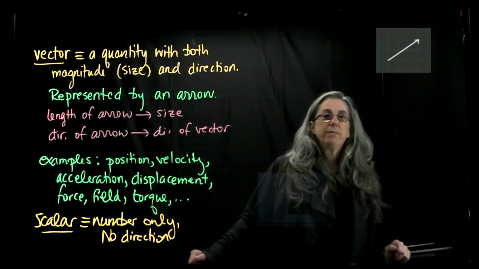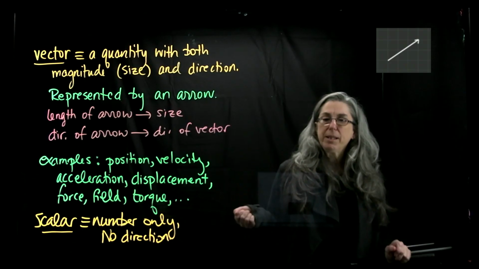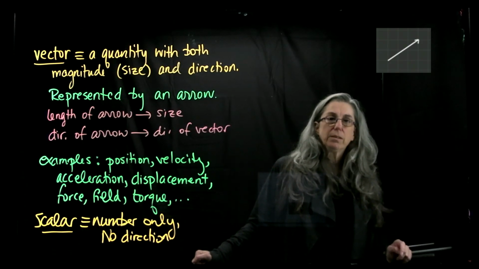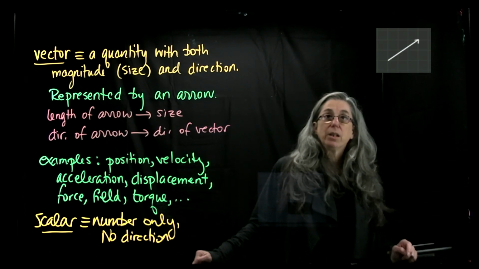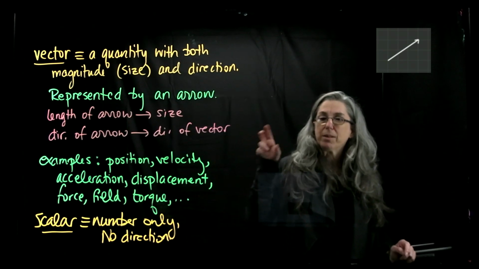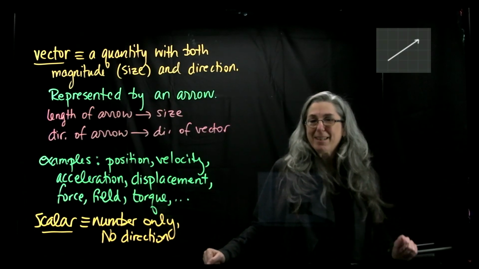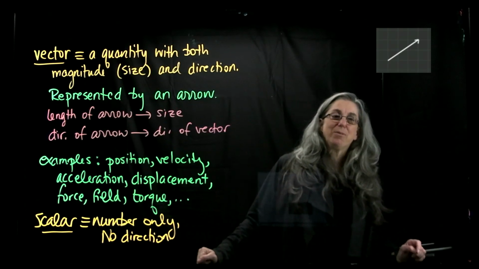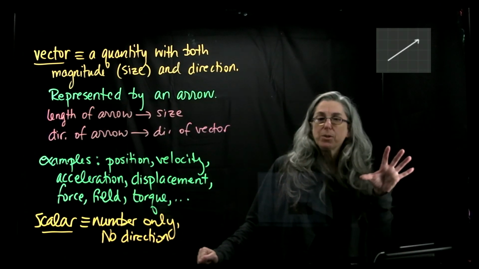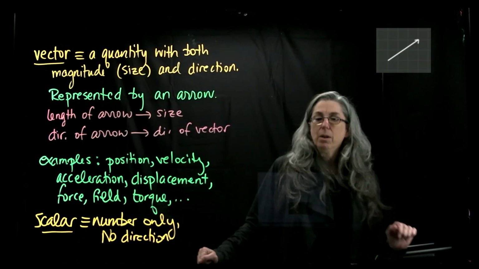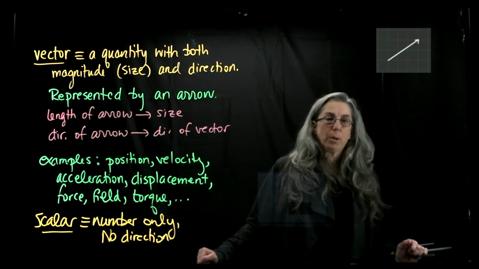Examples of quantities in physics that are vectors: position, velocity, acceleration, displacement, force, field, momentum. All of the angular equivalents of these, like angular position, angular velocity, angular momentum. Torque is kind of like an angular version of force. In contrast, vectors are in contrast to scalars, which are numbers only. So for a scalar quantity, you only need a number.